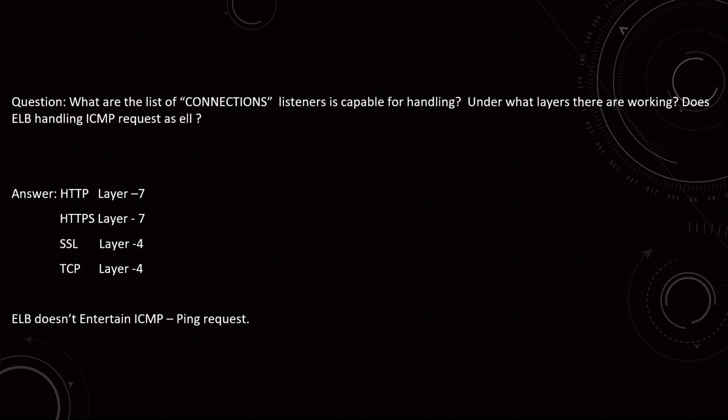What is the list of connections the listener is capable of handling, right? For example, how is the listener capable of handling the request? Under what layers are these working? Does ELB handle ICMP requests at all? So in this question as well, there are three questions involved, right? Number one is the capability, the second one is what layers they are working upon, and the third thing is whether ICMP requests are catered by the ELB or not.